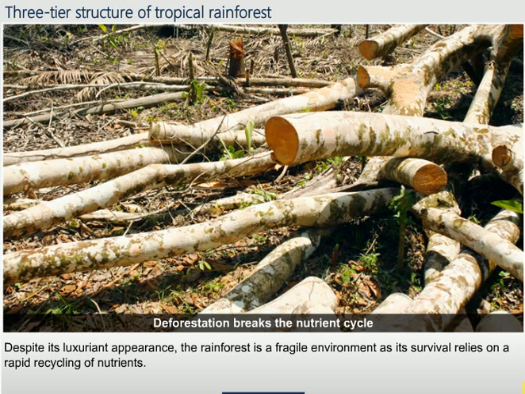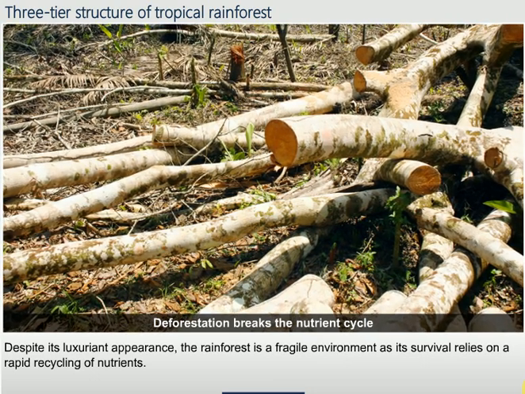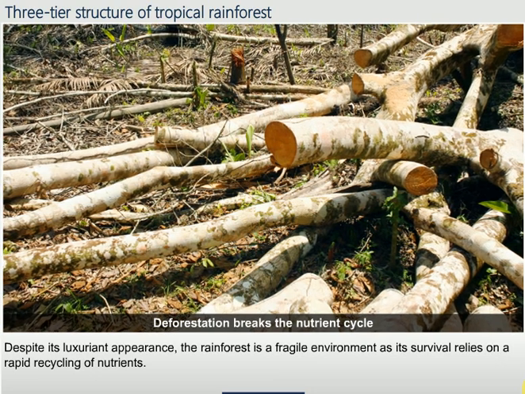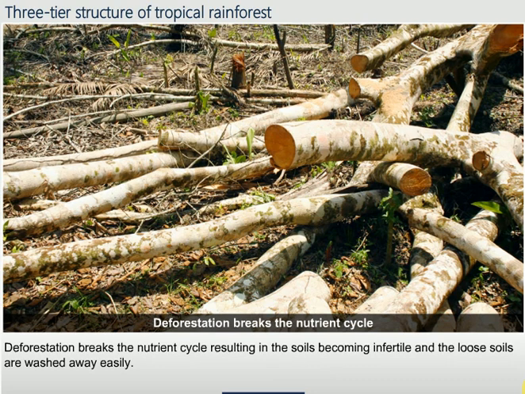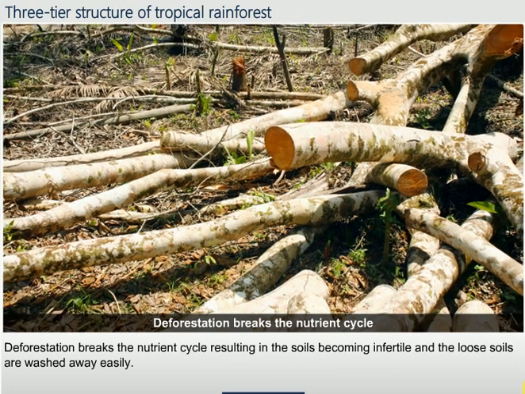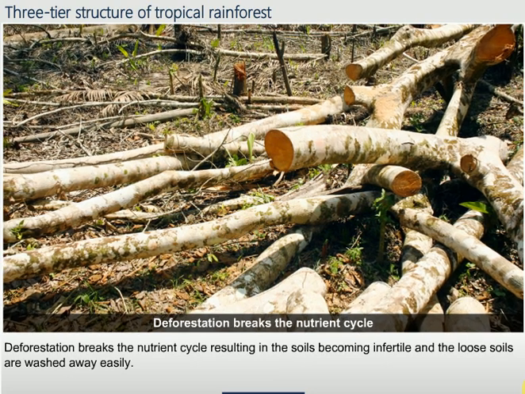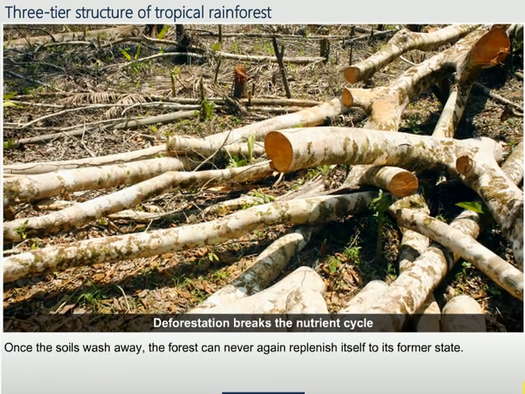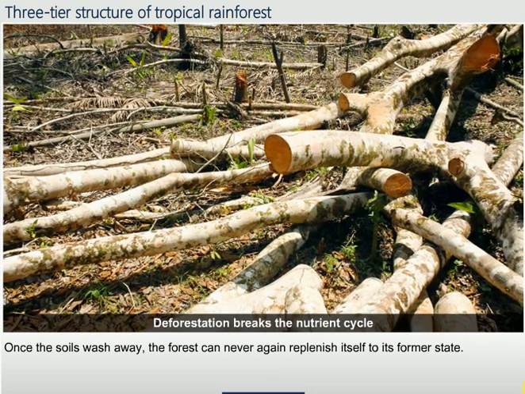Despite its luxuriant appearance, the rainforest is a fragile environment, as its survival relies on a rapid recycling of nutrients. Deforestation breaks the nutrient cycle, resulting in the soils becoming infertile, and the loose soils are washed away easily. Once the soils wash away, the forest can never again replenish itself to its former state.